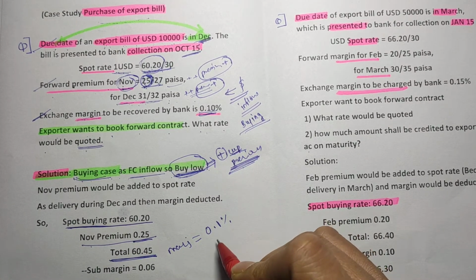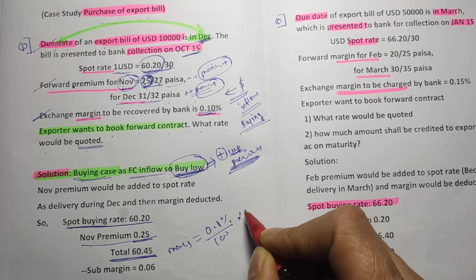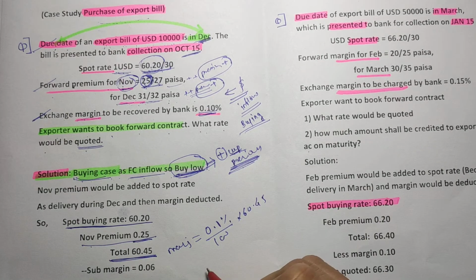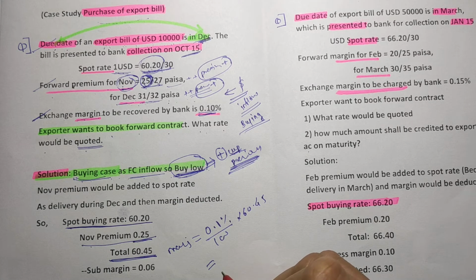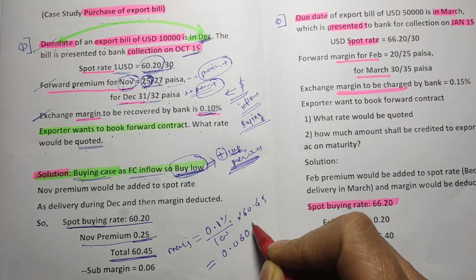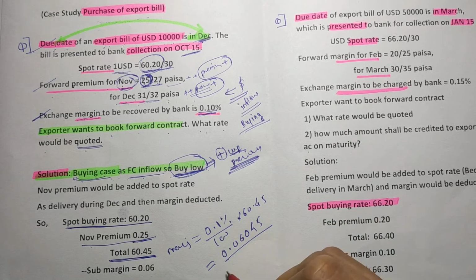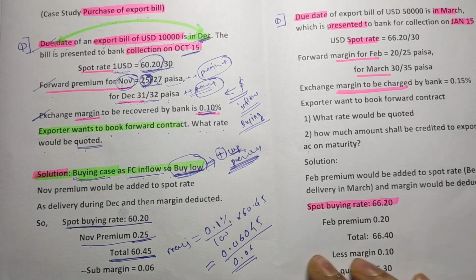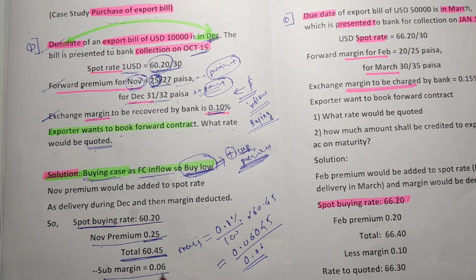The margin will be 0.1 divided by 100 into 60.45. Just shift the decimal point by 3 places and you will get 0.06045. We can take it as 0.06, so that will be our margin.